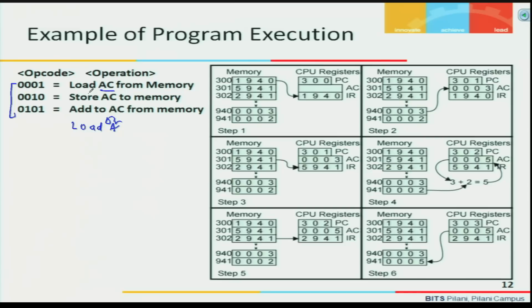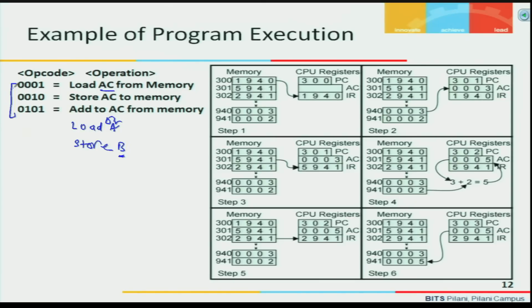Similarly, for store, if you say store B, it means it will store in the memory location B, but what will it store? The contents of the accumulator. So here the source is fixed. So this is how my internal processor structure is.